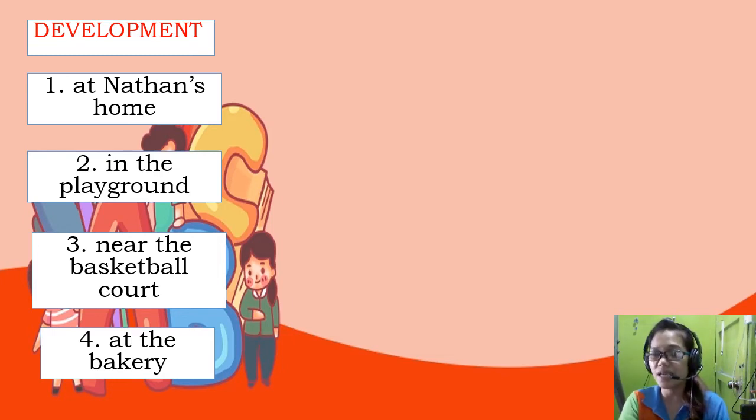Next, let's see the next question, number 5. Since when has Peter been absent? Next, number 6. When did Peter eat at Nathan's house? Number 7. When was he seen near the basketball court?